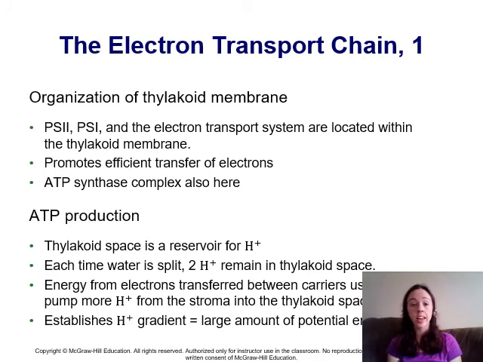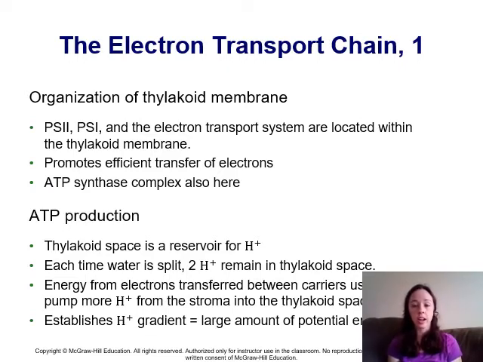So again, all of the light reactions are occurring within the thylakoid. So the photosystem 2, photosystem 1, the entire electron transport system, and the ATP synthase are going to be located within the thylakoid membrane. And this is really good because this promotes an efficient transfer of electrons.